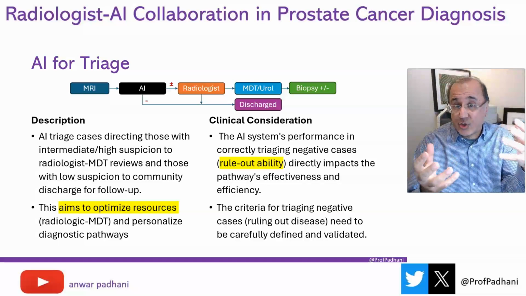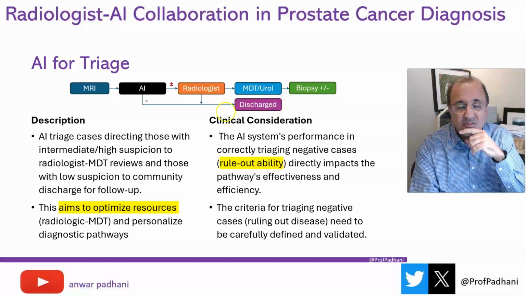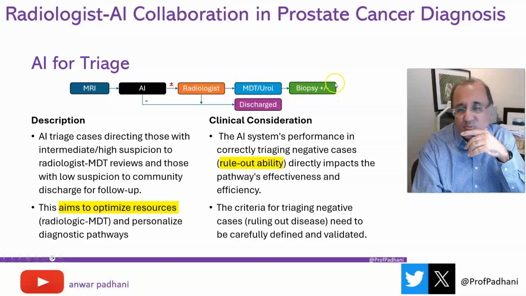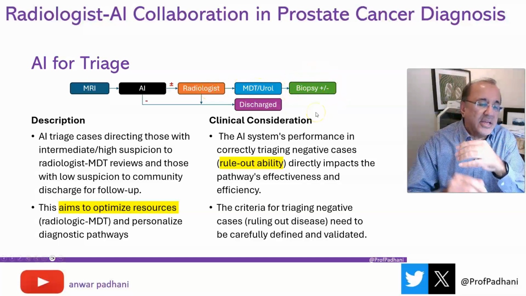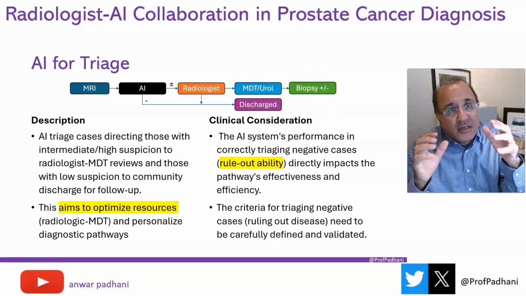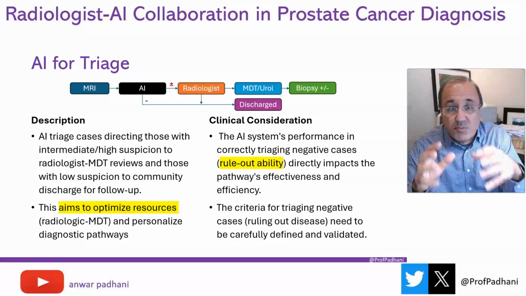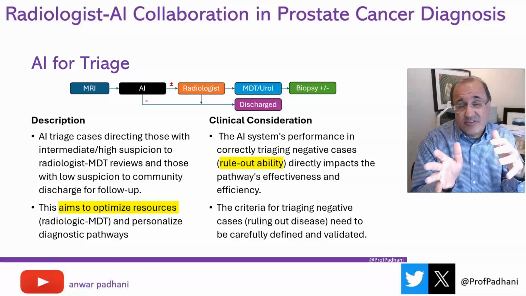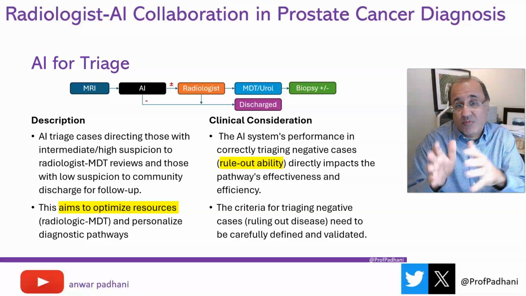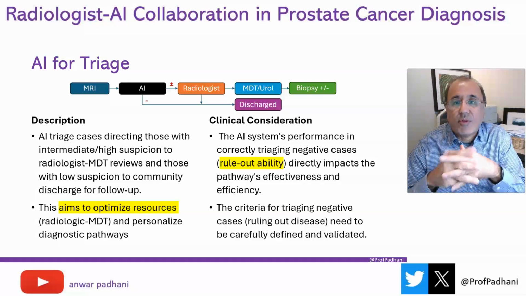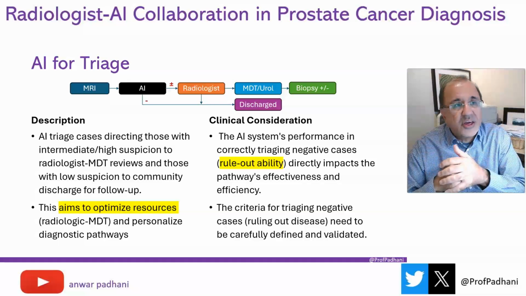If the AI is not certain, or if it's positive, then it may be referred to a radiologist to analyze, and then to the urological MDT, where a biopsy decision is made. Now, this is clearly a way of optimizing resources, because many other negative cases will then disappear, and this could be between 30 and 50% of all the cases, which is a good thing.